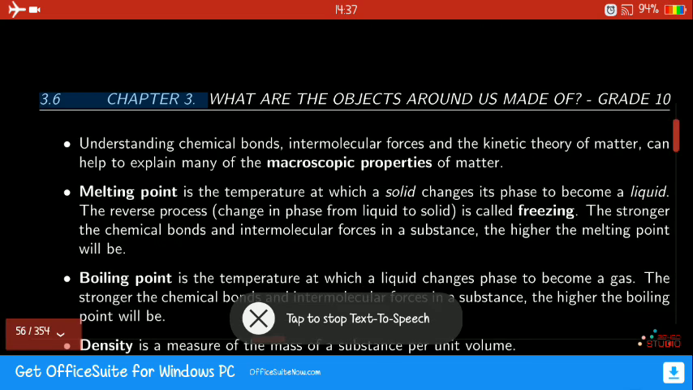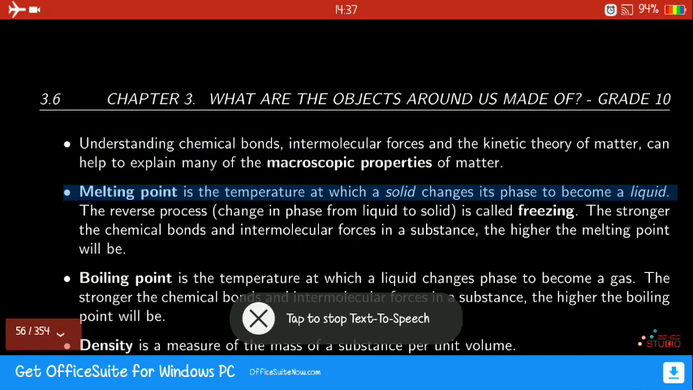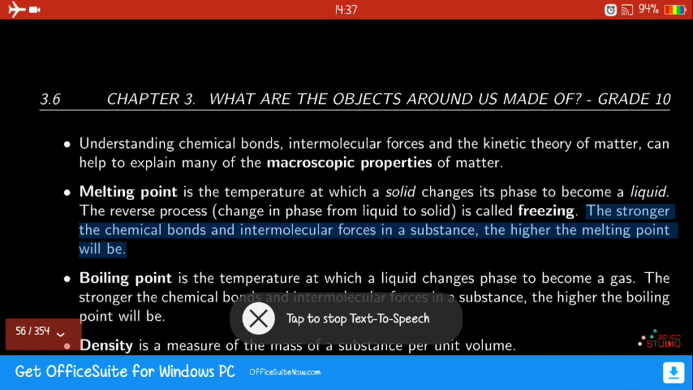3.6 Chapter summary. What are the objects that surround us made of? Grade 10. Understanding chemical bonds, intermolecular forces and the kinetic theory of matter can help to explain many of the macroscopic properties of matter. Melting point is the temperature at which a solid changes its phase to become a liquid. The reverse process, change in phase from liquid to solid, is called freezing. The stronger the chemical bonds and intermolecular forces in a substance, the higher the melting point will be.